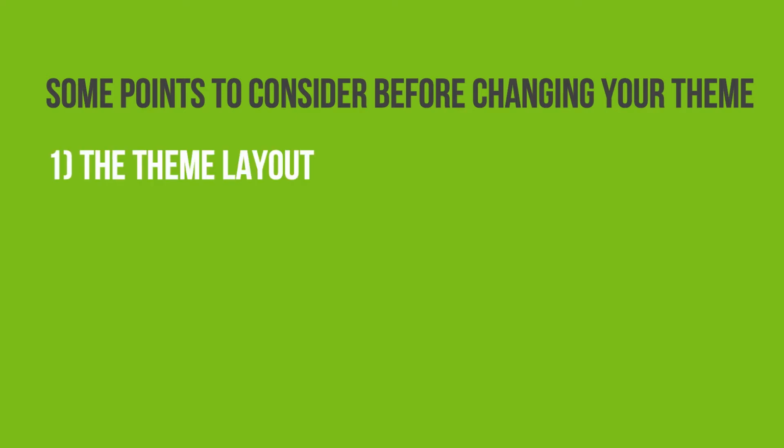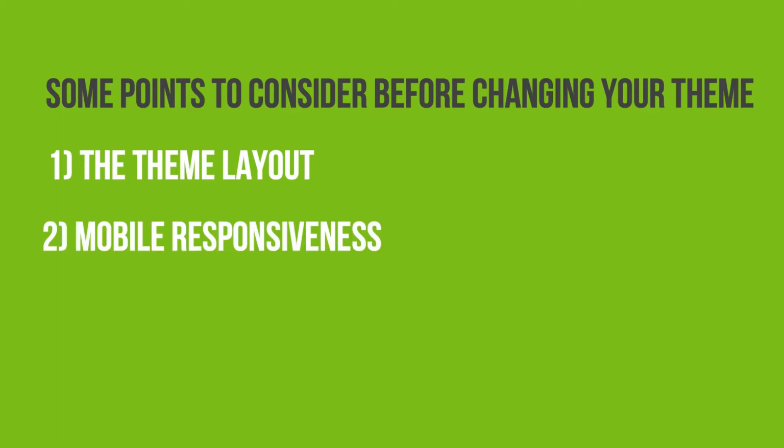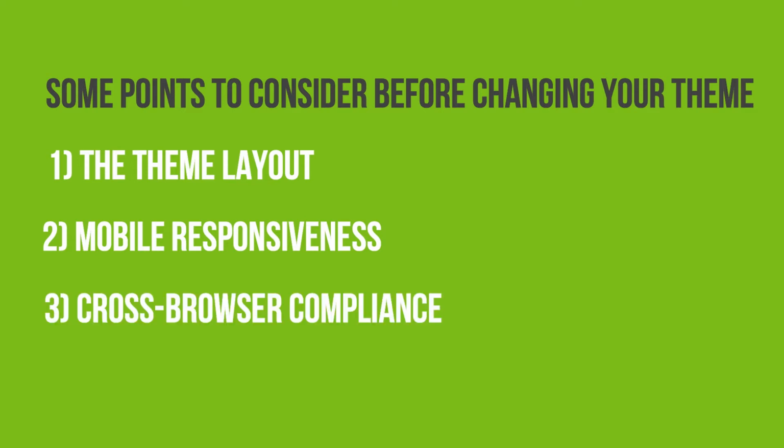First is the theme layout. Your new WordPress theme that you want to change to should be able to display all the elements on your website. The second thing you should consider is the mobile responsiveness. The majority of internet users access websites with their mobile devices. If your theme is not mobile responsive, you will need a new theme that is suitable for the modern mobile online presence. The third thing you should consider is cross-browser compliance. You should choose a theme that displays well on all the major browsers.